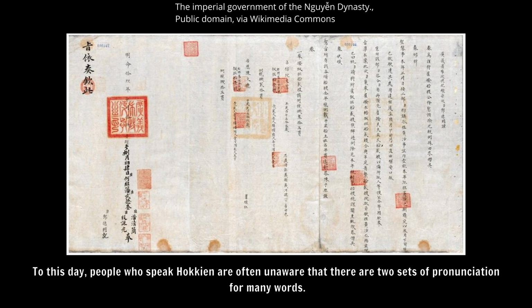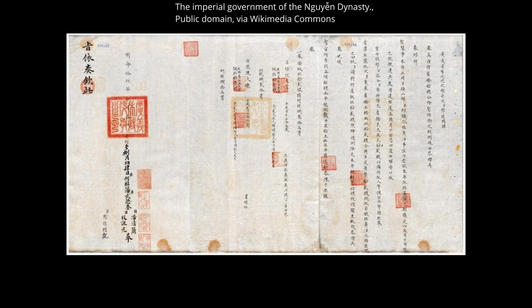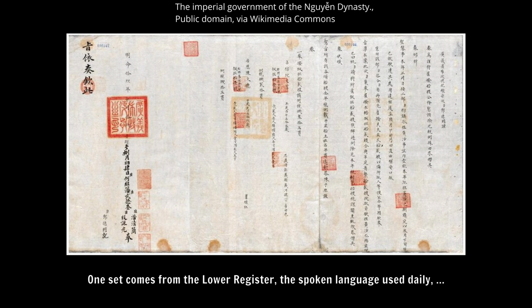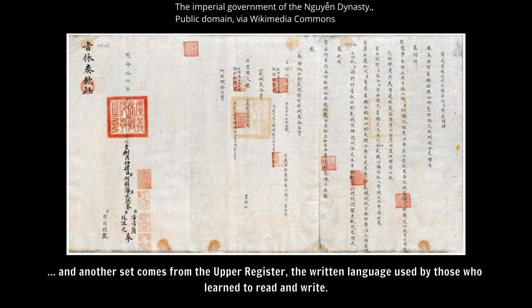To this day, people who speak Hokkien are often unaware that there are two sets of pronunciation for many words. One set comes from the lower register, the spoken language used daily, and another set comes from the upper register, the written language used by those who learn to read and write.